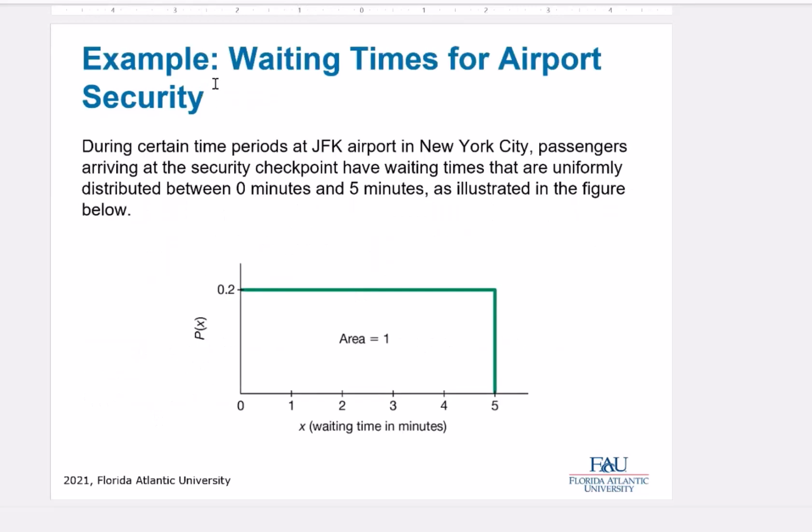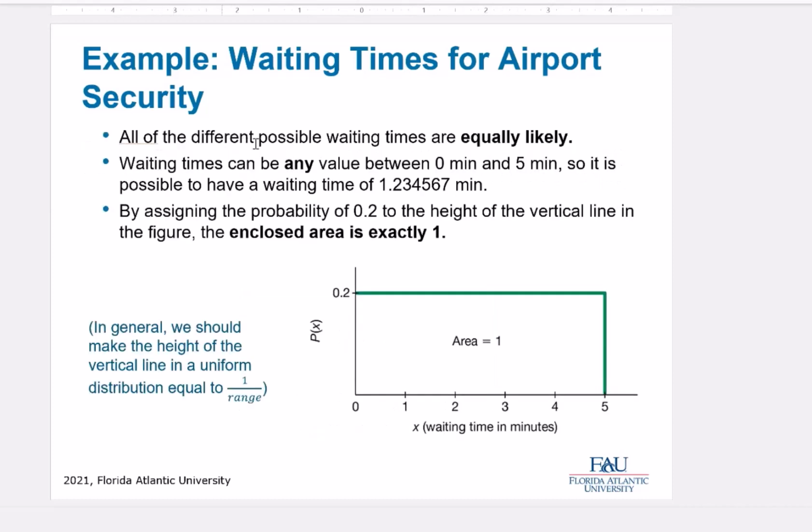Here's a good example: waiting times for airport security. During certain periods of time at JFK Airport in New York City, passengers arrive at the security checkpoint having waiting times that are uniformly distributed between 0 and 5 minutes. Uniform means that all of the different possible waiting times are equally likely. Waiting times can be any value between 0 and 5. So it is possible to have a waiting time of 1.234567 minutes. It's a continuous graph because every value is possible.